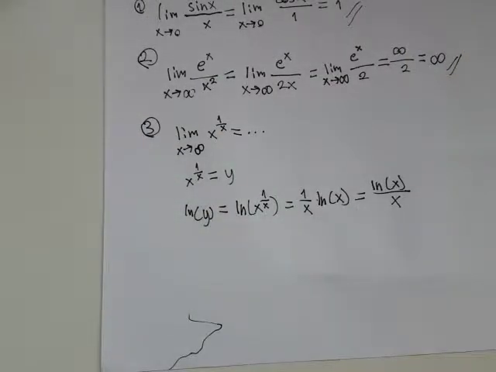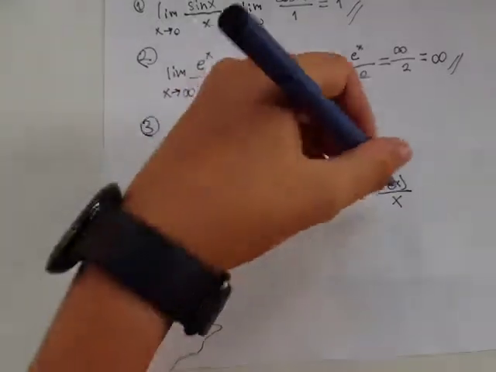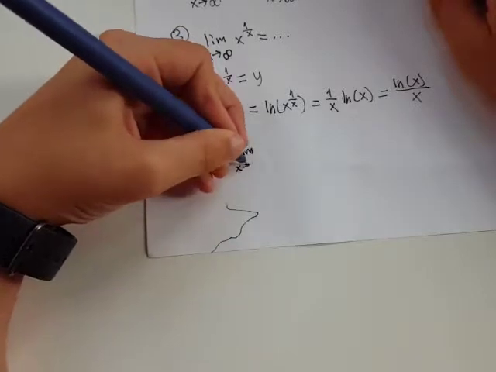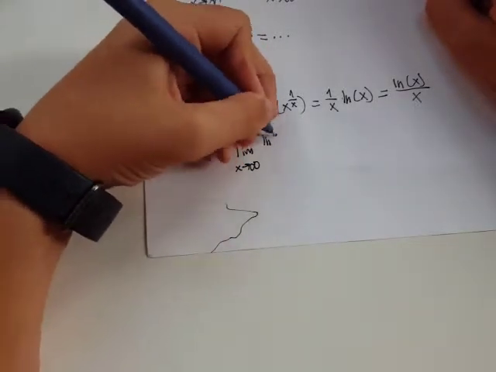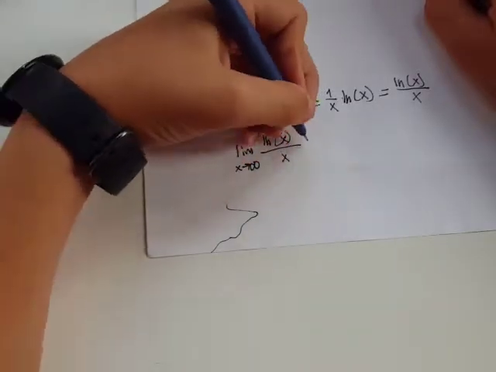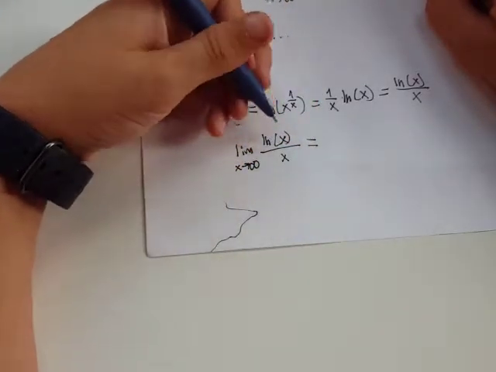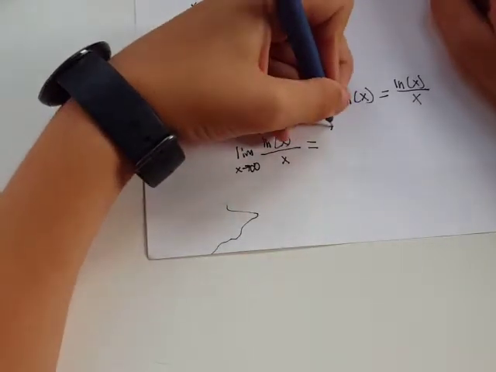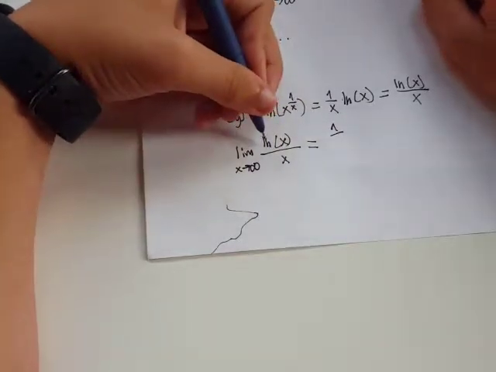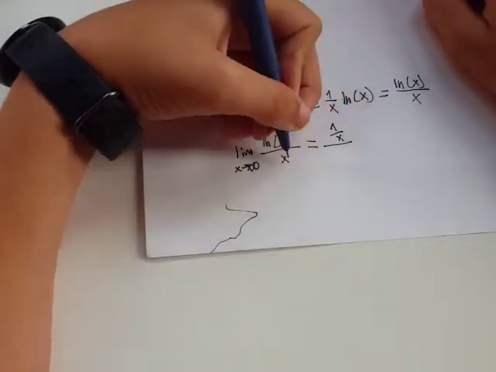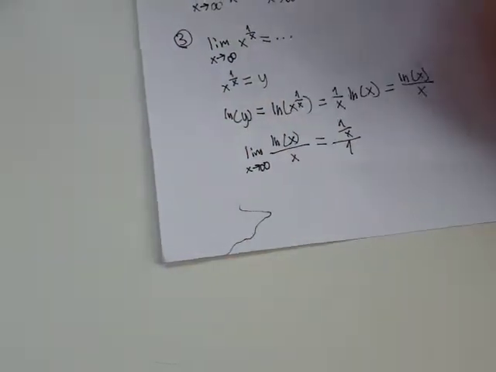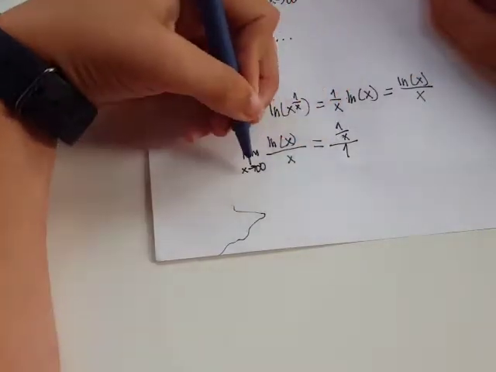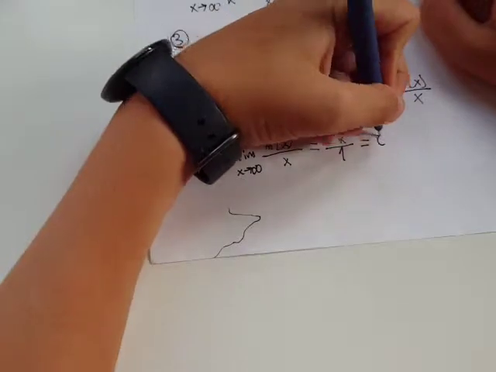Now we take the limit of this: the limit as x approaches infinity of natural log of x over x. Both of these approach infinity, so it's an indeterminate form. Apply L'Hopital's rule and find that the derivative of natural log of x is 1 over x, and the derivative of x is 1. So, as x increases and goes to infinity, it just becomes 0.